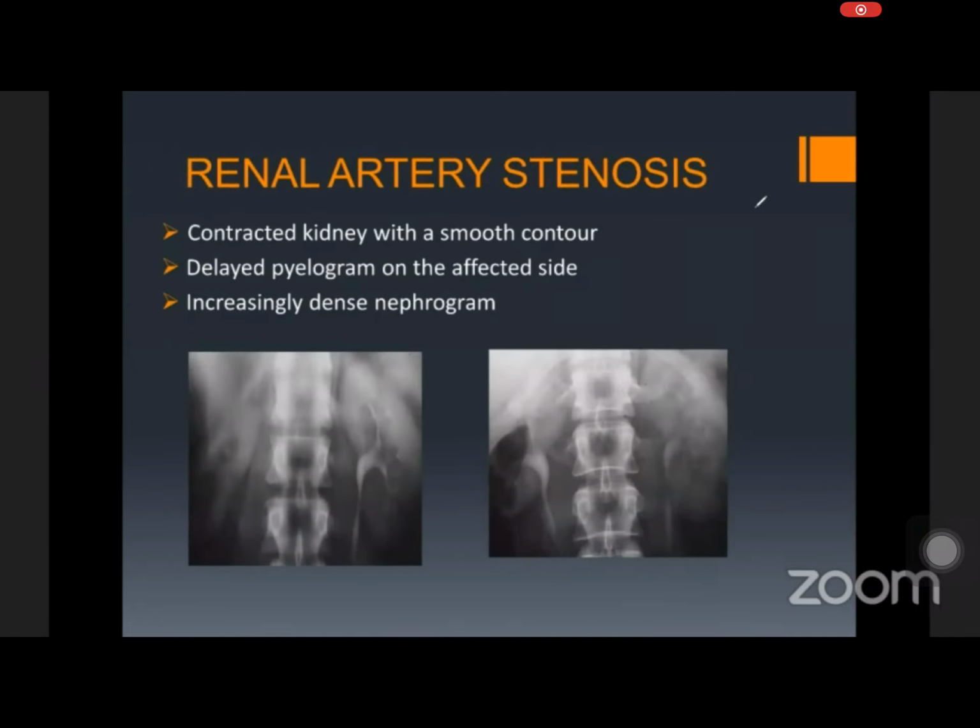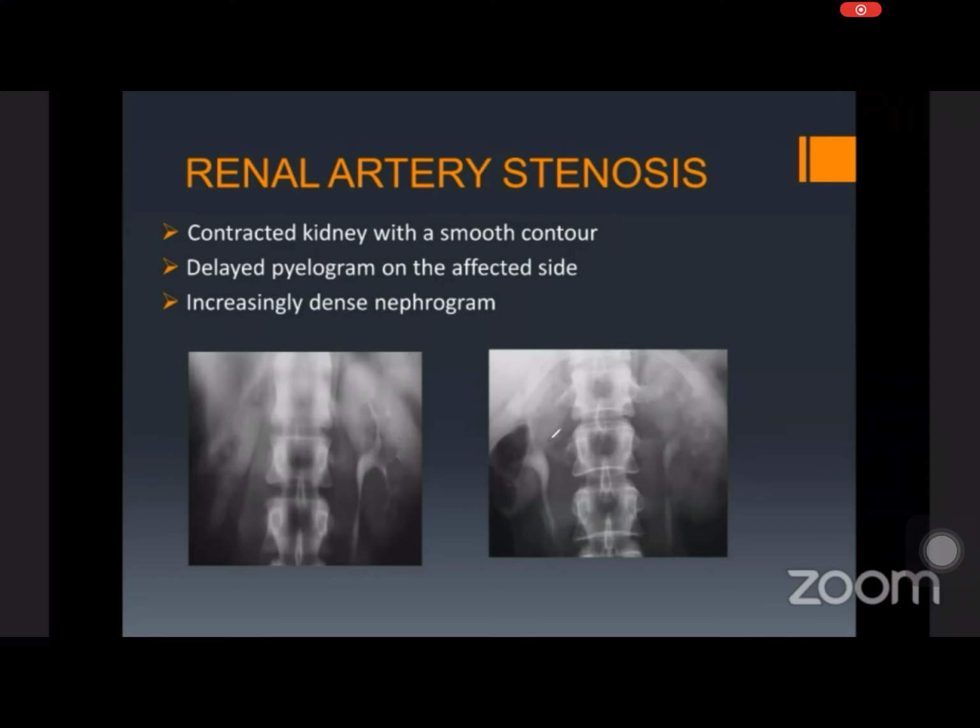Moving on to renal artery stenosis. What we see here is a normal size left kidney, whereas the right kidney is contracted. We see that its height is less than 3 lumbar vertebrae and with a smooth outline. So this is a 5-minute nephrogram, and this is an IV urogram image taken at 15 minutes.